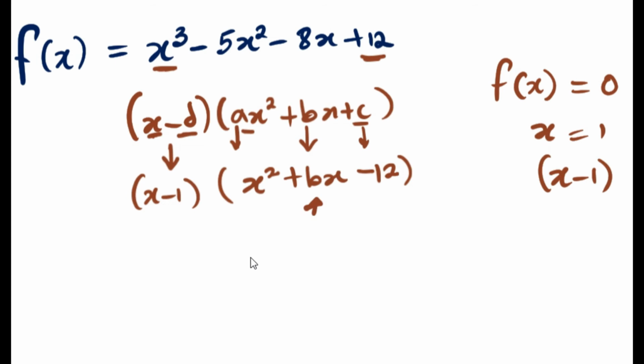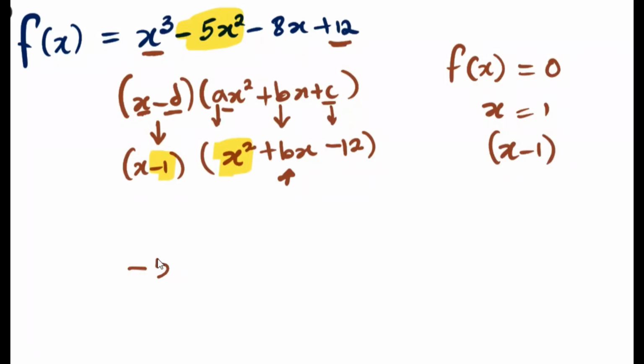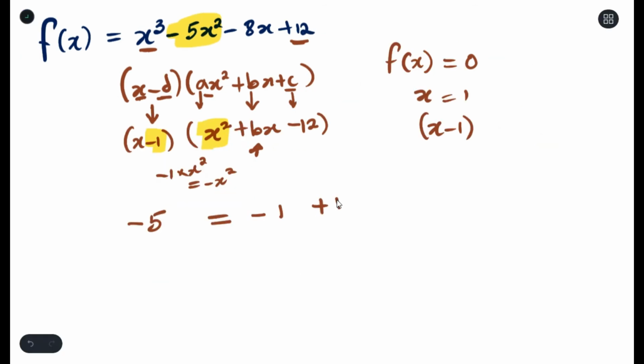So what we normally do to help you find the value for B, take this negative 5x squared, and we would also take the multiplication of negative 1 and x squared over there. We normally say the coefficient of the original x squared, which is negative 5, is equal to the coefficient that you get when you multiply this negative 1 and this x squared, which in this case, the coefficient you're going to get is negative 1. We say that when you add B to this negative 1, it's going to give you this negative 5. And that would be negative 4.